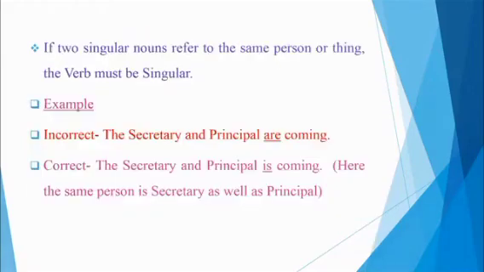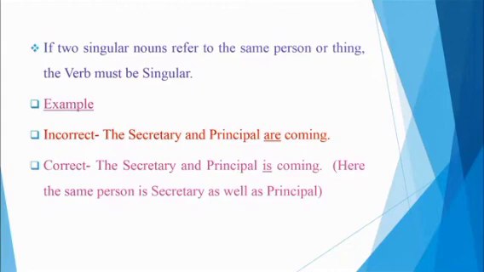Let's see the next rule. If two singular nouns refer to the same person or thing, the verb must be singular. Let me read it again. If two singular nouns refer to the same person or thing, the verb must be singular. First, look at the sentence. The secretary and principal are coming. Is that a correct sentence? No. The correct sentence is the secretary and principal is coming.